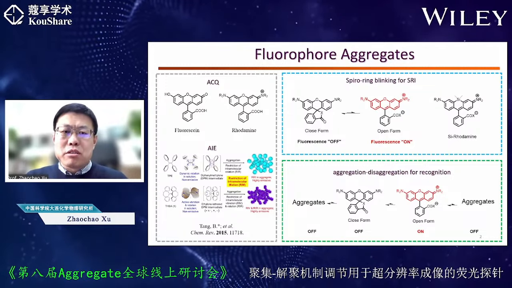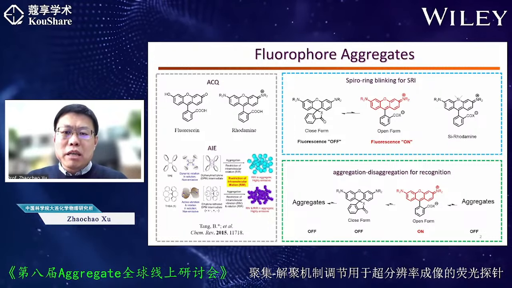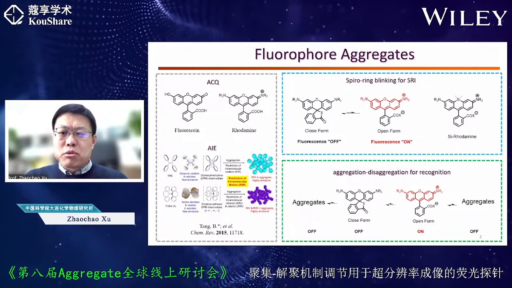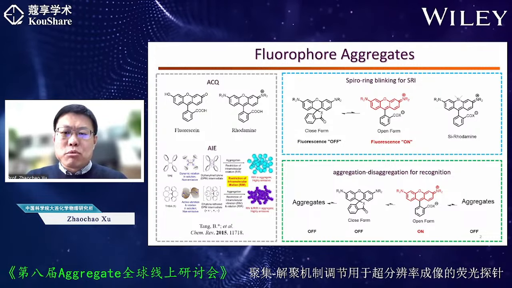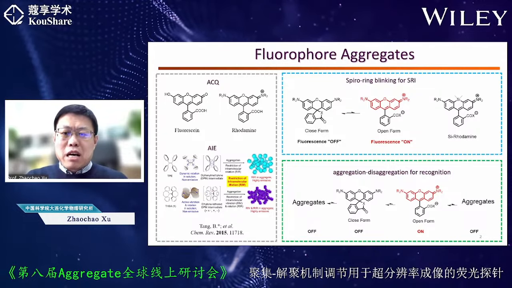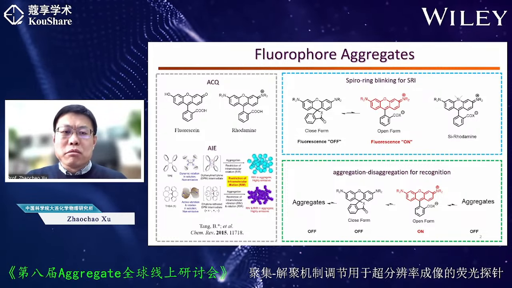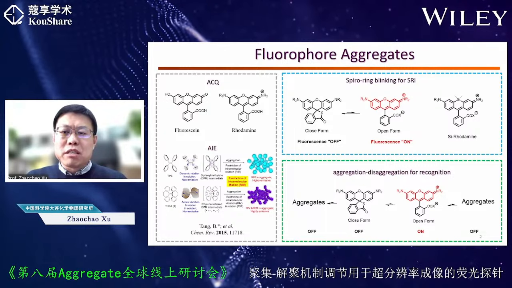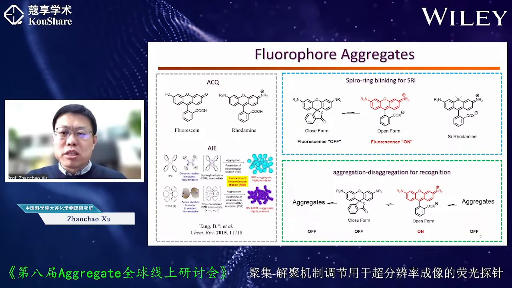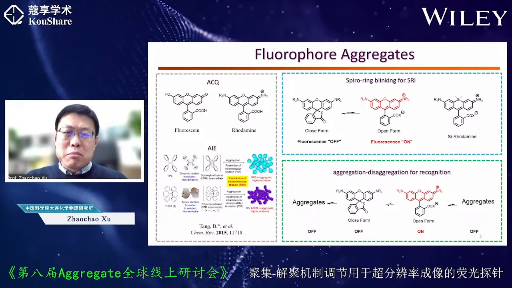Rhodamine is currently the most widely used fluorophore in super resolution imaging. Apart from its high brightness and excellent photostability, rhodamine's switchable response due to its spiro ring enables it to break the diffraction limit. Rhodamine itself is an ACQ fluorophore, but subsequent research has shown that its aggregation plays a crucial role in regulating the rhodamine spiro ring switch. This is particularly important in the process of identifying targets in super resolution imaging.